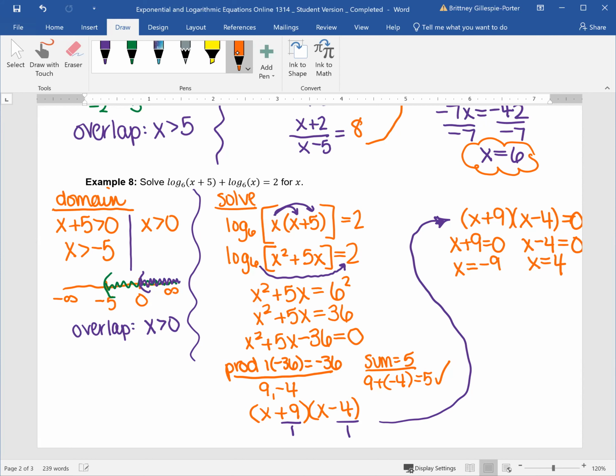equal to 4. There are instances where you can have two answers and keep both answers, but not in this case, because that -9 is not in the domain. It is not greater than 0. So we're going to get rid of the x equal to -9, and the only answer we get to keep is x equal to 4.